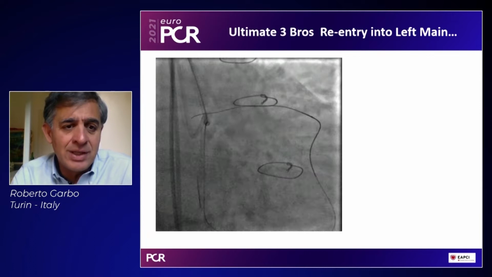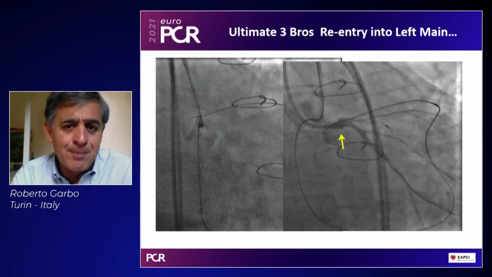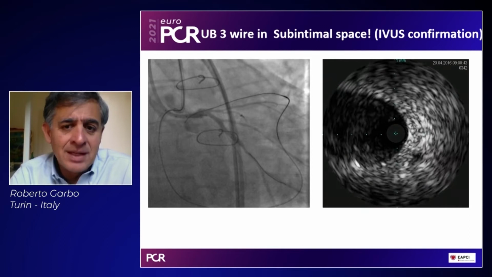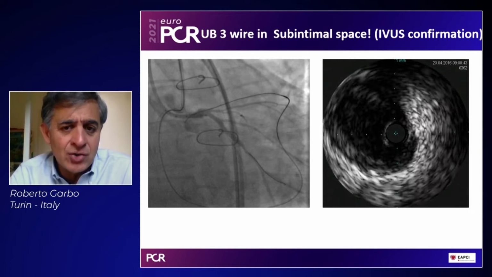But in this case, I wanted to be sure about the course of my retrograde wire, and I put in an IVUS. Look at what we can see in the IVUS. We can see a very dramatic situation. My retrograde wire is completely in the wall of the left main until the ostium, where it then jumps into the aorta. So what does it mean?